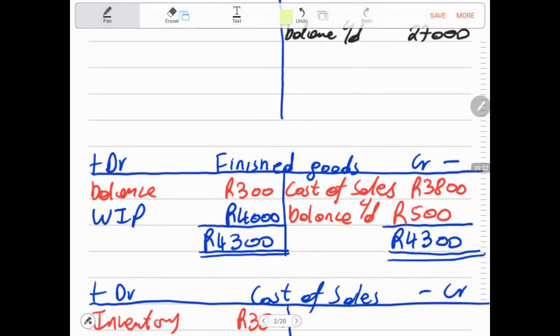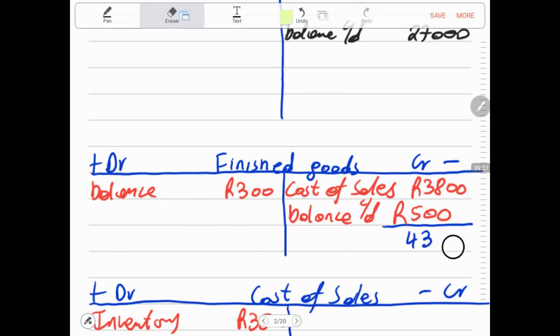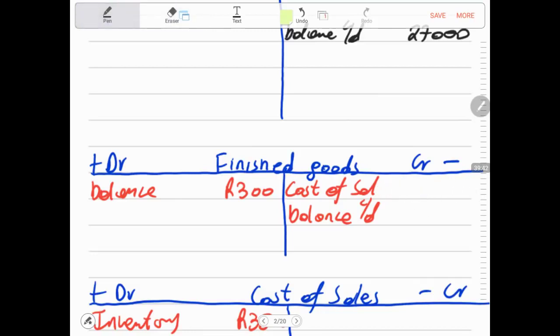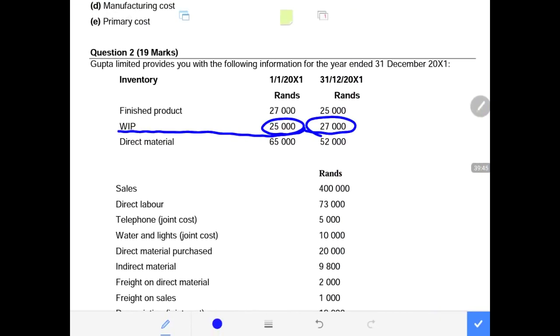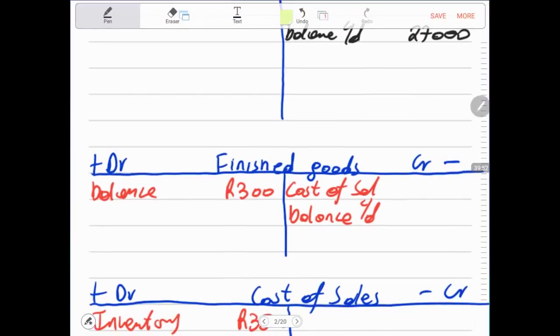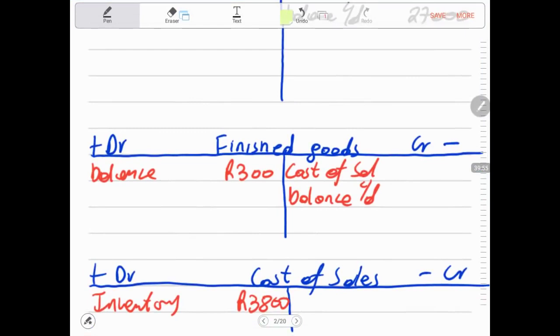Then I need to know my opening and my closing balance of the finished goods. My opening balance of finished goods is 27,000. This is the finished goods balance, 27,000 and 25,000, opening being 27 and closing being 25. So I write my 27,000 and my closing is 25,000. So these are my inventories.